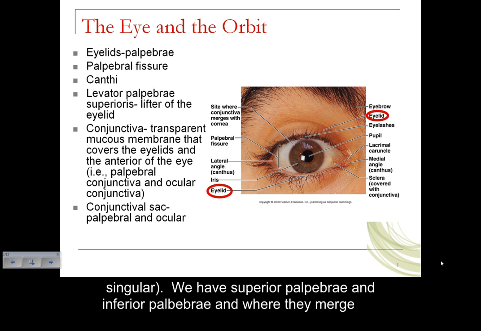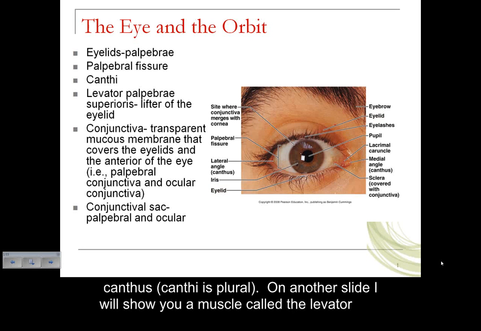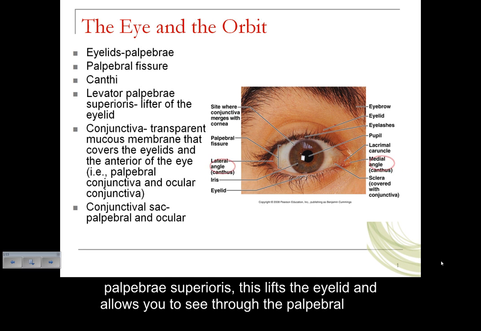Eyelids are really called palpebrae. Palpebra is singular. We have superior palpebrae and inferior palpebrae. Where they merge at the sides of the eye and create an angle is called the medial and lateral angle, or canthus. Canthi is plural.